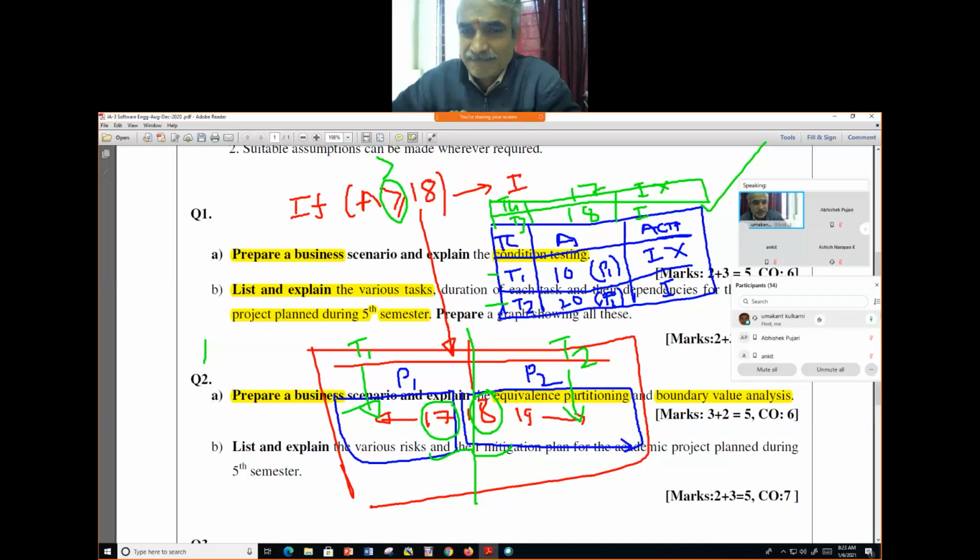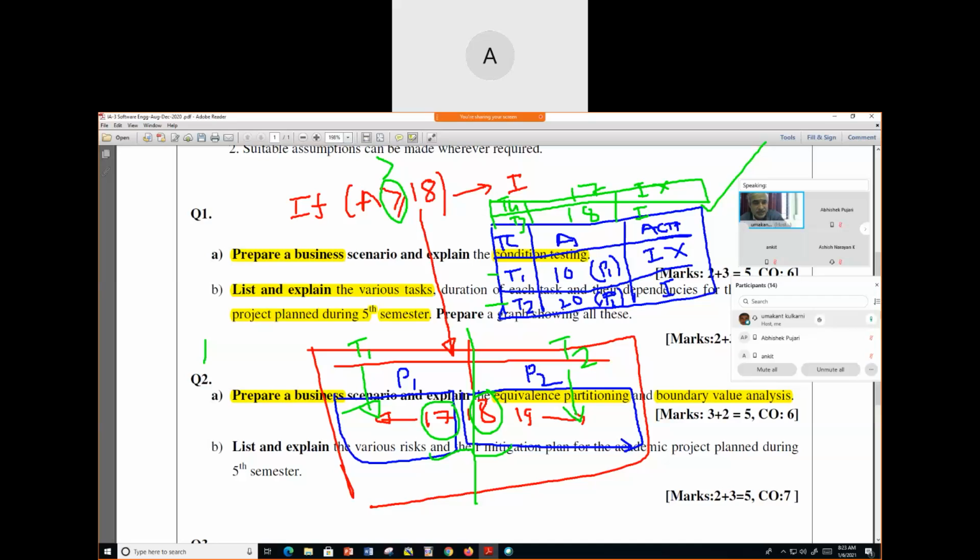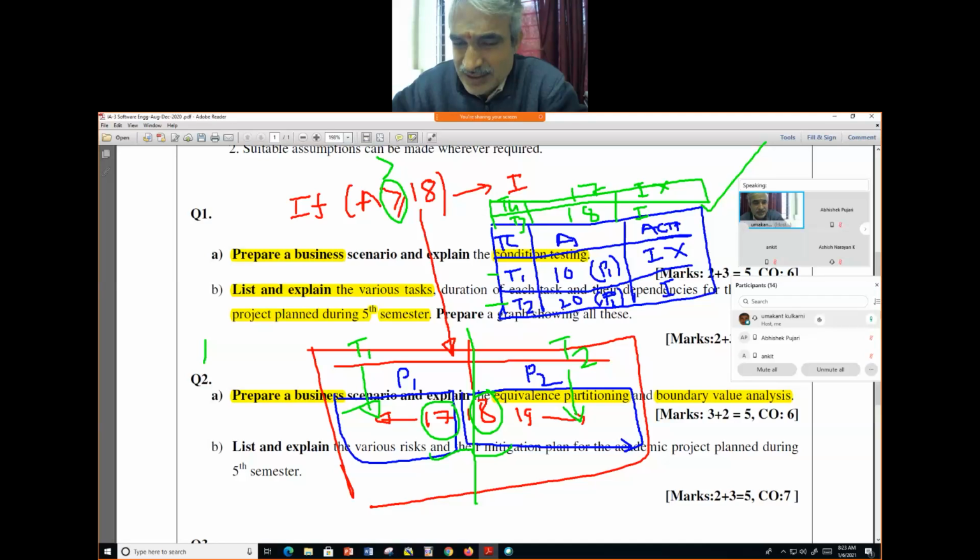Excuse me, sir. At this place, can we say that 18 is deciding the boundary of both the left side as well as the right side? Yes. Yes, because we don't know the operator. Sometimes people might have written the code as less or equal to. Are you getting it?